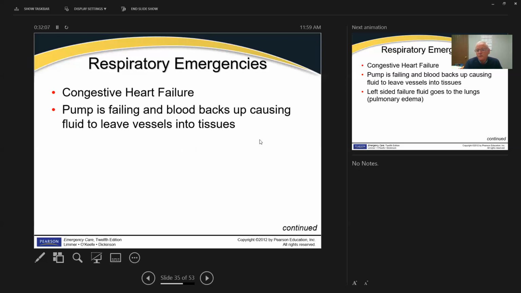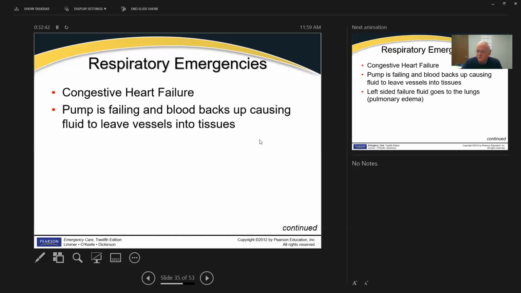So if it's the right side that's failing, it's getting its blood from where? The body, right? Blood's coming back to the right side of the heart from the body. So it will back up in the body. Now, where it backs up in the body is those areas closest to gravity. So if somebody is always sitting up because they have trouble breathing, it's going to cause fluid to leak into the tissues around their feet and their ankles. We call that pedal edema.